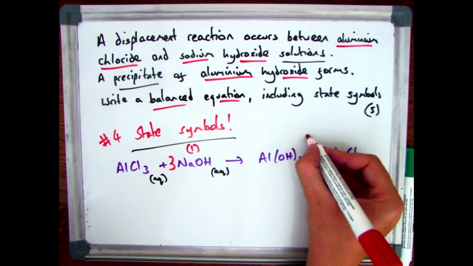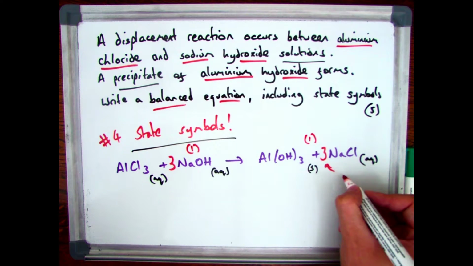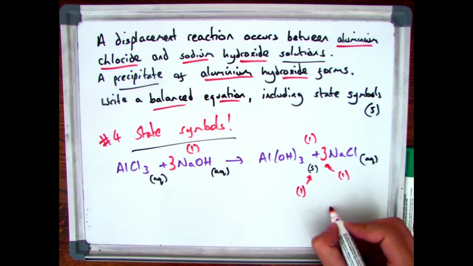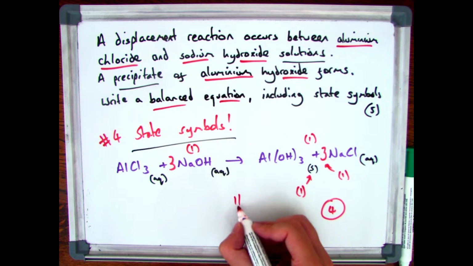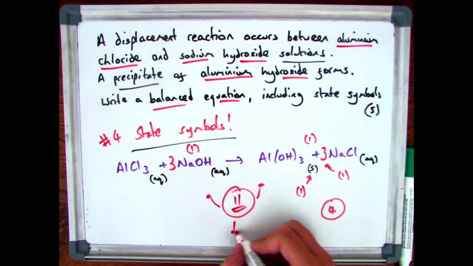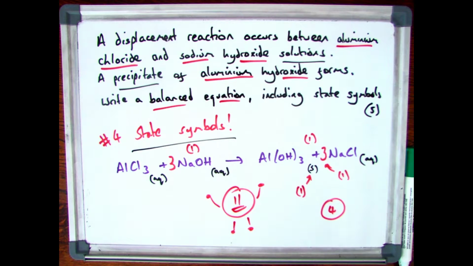So you get 1 mark for your left hand side, 1 mark for your right hand side, 1 mark for the balancing, 1 mark for your state symbols, for 4 in total. And if this was worth 5 marks, like I said in the first place, you get that for getting the formulas correct as well.